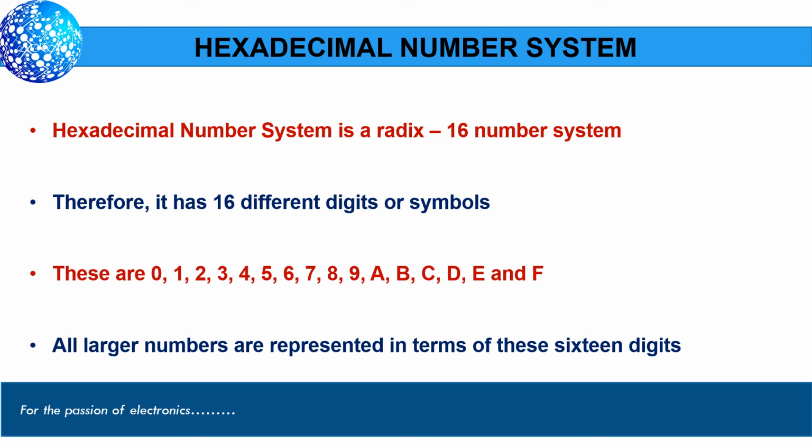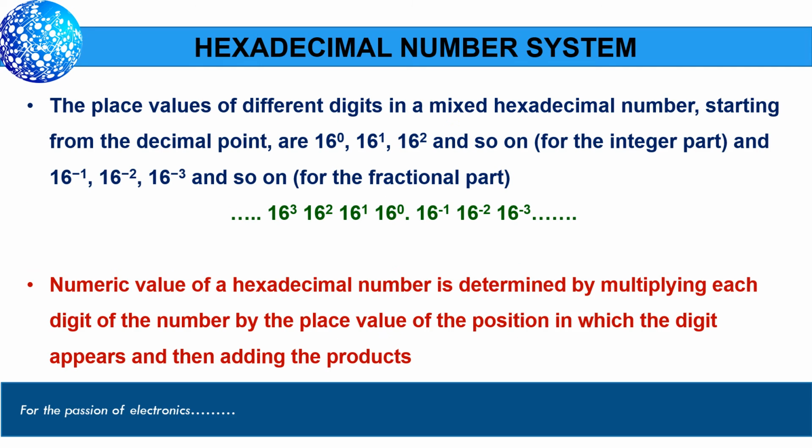The hexadecimal number system is a radix 16 number system, and we have 16 independent digits, that is 0, 1, 2, 3, 4, 5, 6, 7, 8, 9, A, B, C, D, E and F. The place values of different digits in a mixed hexadecimal number starting from the decimal point are 16 raised to the power 0, 16 raised to the power 1 and so on. And for the fractional part it is 16 raised to the power minus 1, 16 raised to the power minus 2 and 16 raised to the power minus 3.